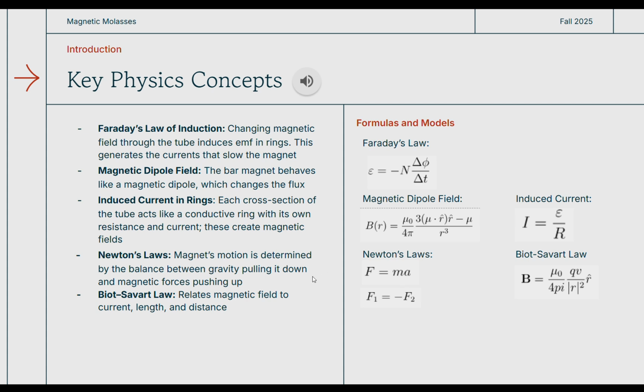Newton's laws say that the magnet's motion is determined by the balance between gravity pulling it down and the magnetic forces pulling it up. And then the Biot-Savart law relates the magnetic field to the current, length, and distance.